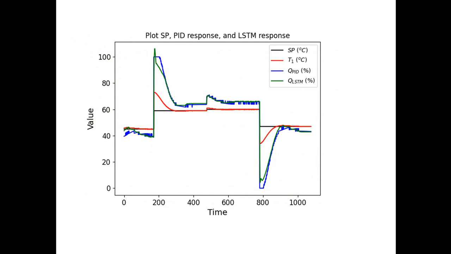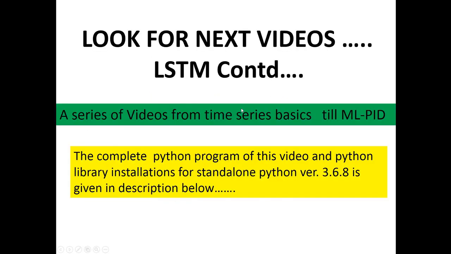And when you really plot it, you will see that the curve will look like that. The red one will be the T1, and QPID and QLSTM. Everything can be seen here, and this will be explained in more detail in the next video.